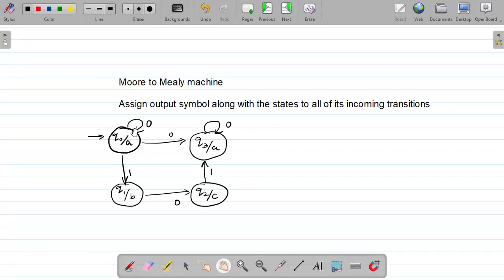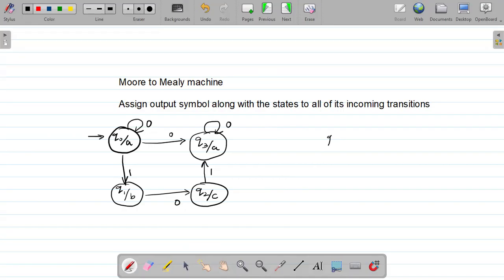Like here, if you see, Q0 has one incoming transition, that is on 0. This is a self transition, so this A will be assigned to this transition. Q3 has three incoming transitions, so this A will be assigned to all three incoming transitions. Q2 has only one, Q1 also has one. Their outputs will be assigned to the transitions that are coming to that particular state. This is comparatively simpler than Mealy to Moore conversion, so this rule we need to remember.